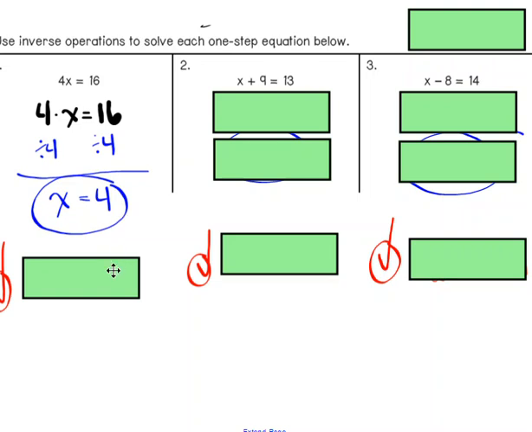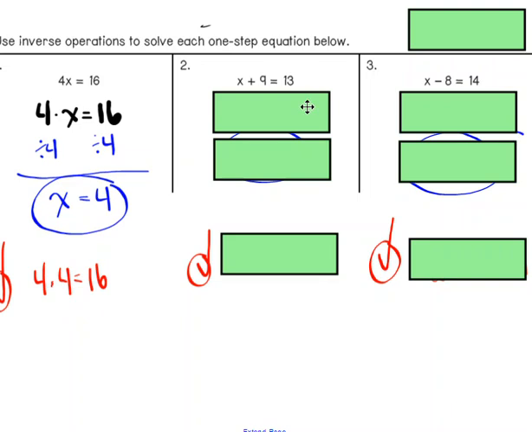Now, whenever you find the solution, you've always got to plug it back in and just make sure it works. So go back to the problem, plug in what you think the variable is, and in this case we said 4, so really that would be 4 times 4, and that's 16. So it checks, our solution works. x has a value of 4.